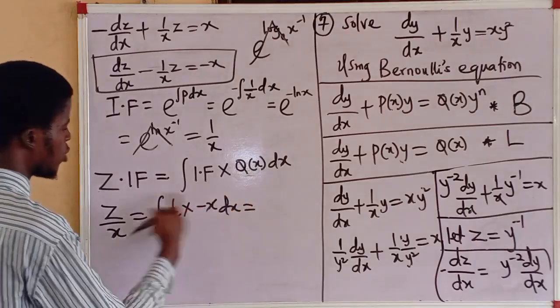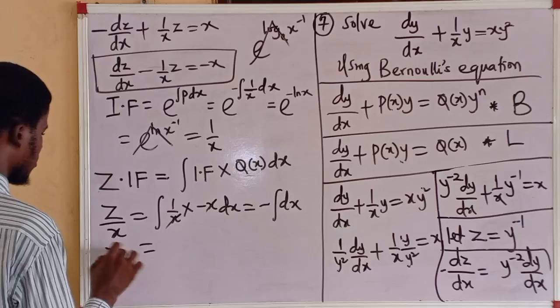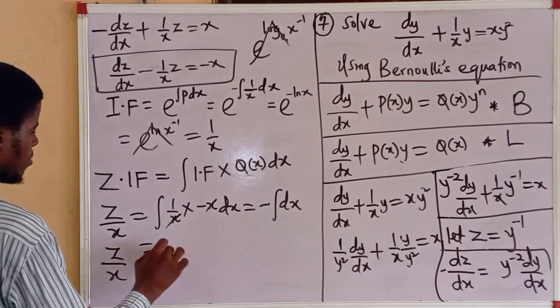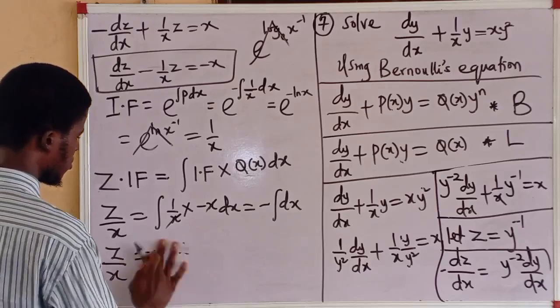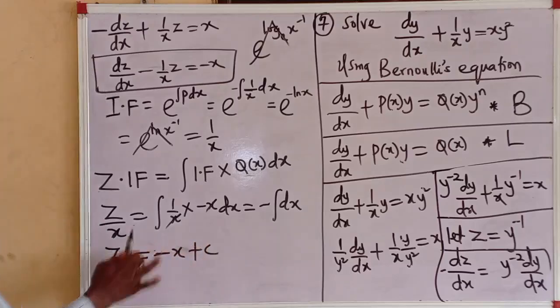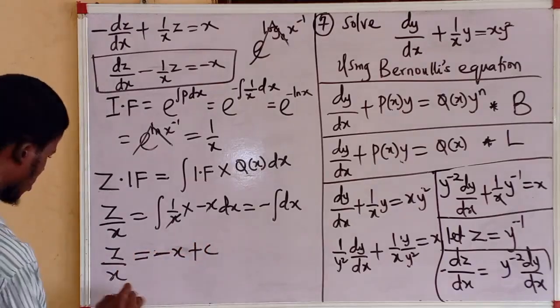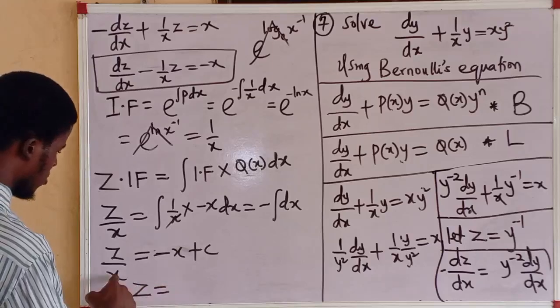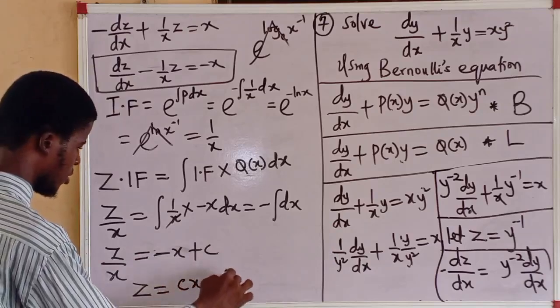x cancels x. Minus will come out. So I have minus the integral of dx. And what would that give me? Minus x, plus c. The integral is indefinite, so we add the constant of integration to it. So making z the subject of the formula, z is equal to, use x to multiply through, that will be cx minus x squared.